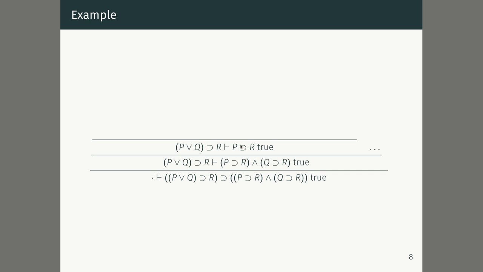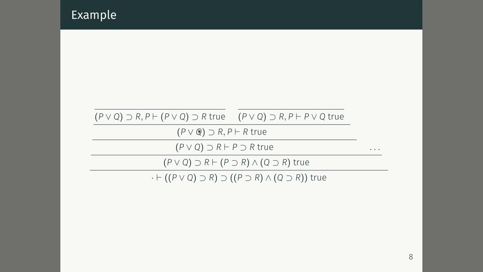Well, you use implication introduction. You make the assumption that P holds, and now we want to prove that R holds. How can we do that? Well, the only thing we have in our context is an implication that produces R. And in order to use this implication, we're going to have to prove that P or Q holds. And so we can get that from our assumption, and now we can try to prove that the hypothesis of the implication holds.